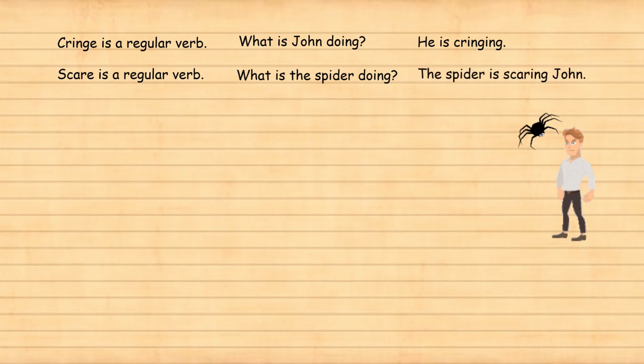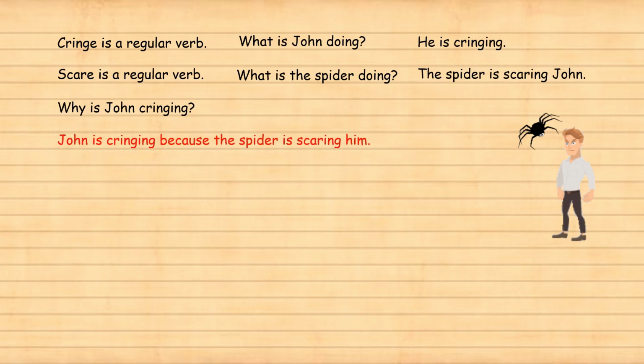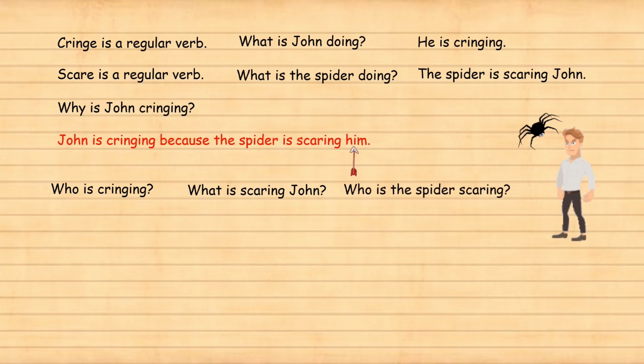Why is John cringing? John is cringing because the spider is scaring him. The arrow points to the answer. What is the question? Who is cringing? John is. What is scaring John? The spider is. Who is the spider scaring? It is scaring John.